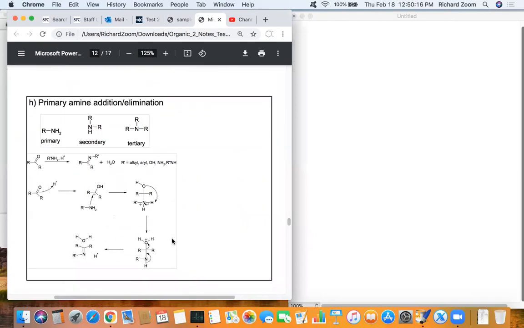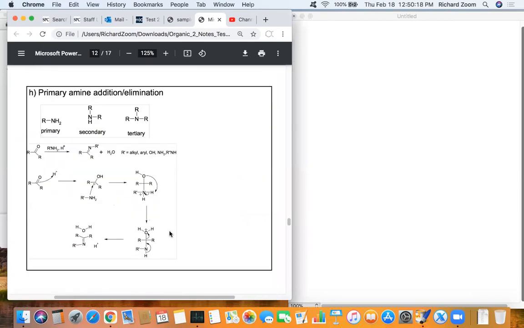So first of all, let's look at what I mean by a primary amine. Primary amines have one carbon connected to the nitrogen, which means they are an NH2. A secondary has two carbons connected to the nitrogen, which makes that an NH. And a tertiary amine has three carbons connected to the nitrogen, which means there are no hydrogens on the nitrogen in a neutral form.